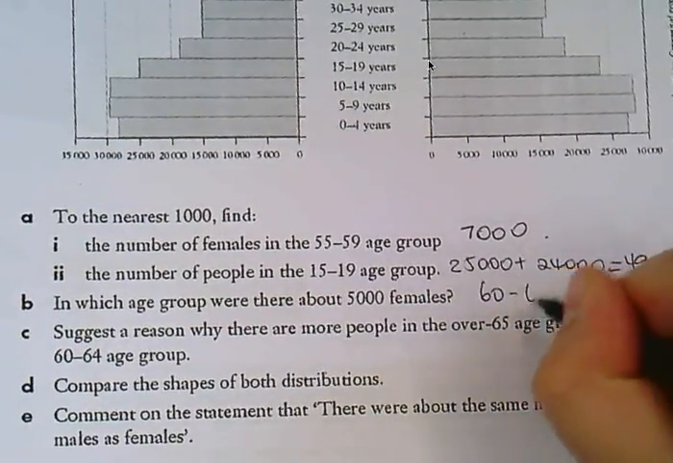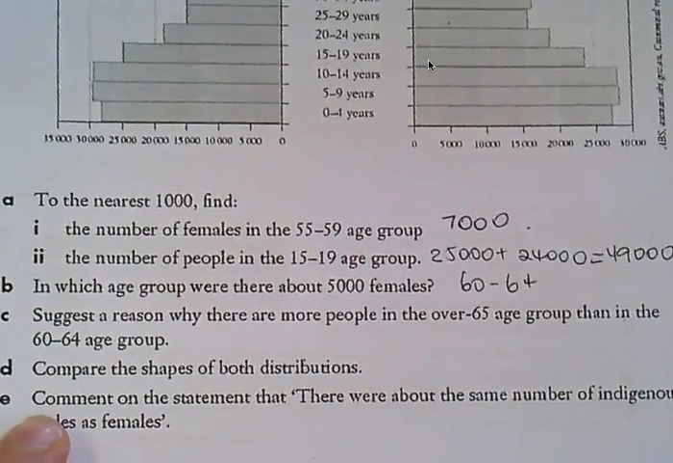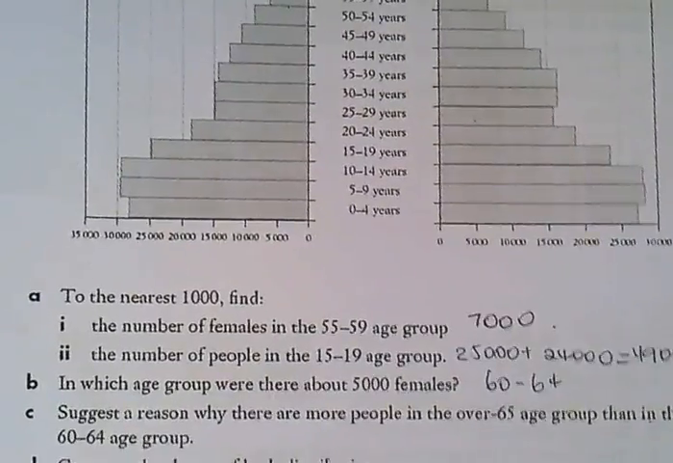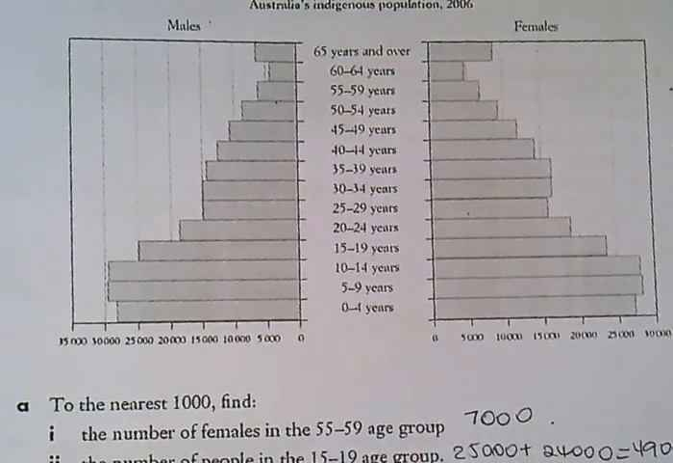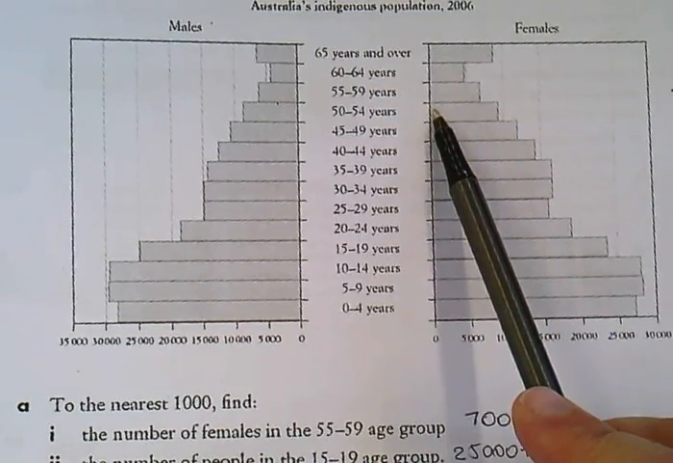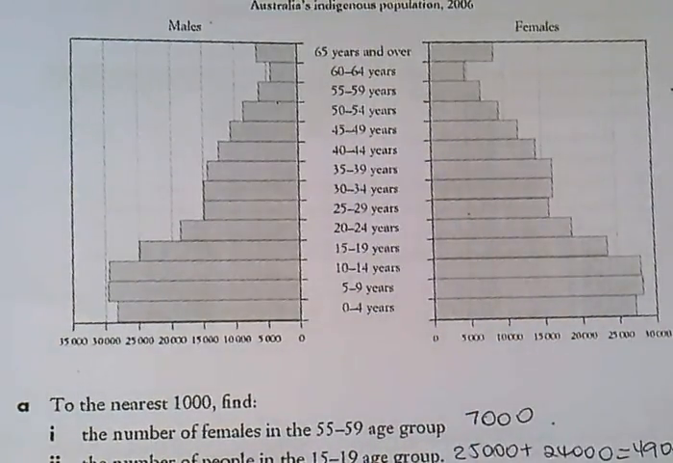60 to 64. Suggest a reason why there are more people in the over 65 age group than in the 60 to 64 age group. Yes, the reason for that is each age group only covers 5 years: 50, 51, 52, 53, 54, 5 years. But this 65 years and over could be 65 to 69, 70 to 74, 75 to 79.